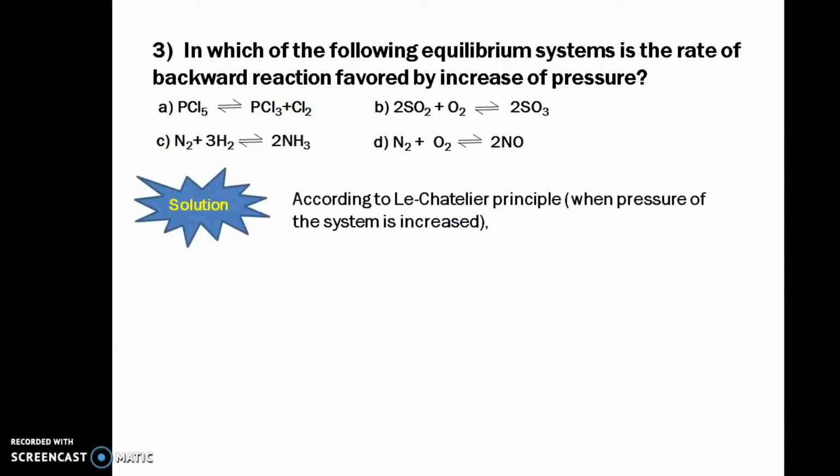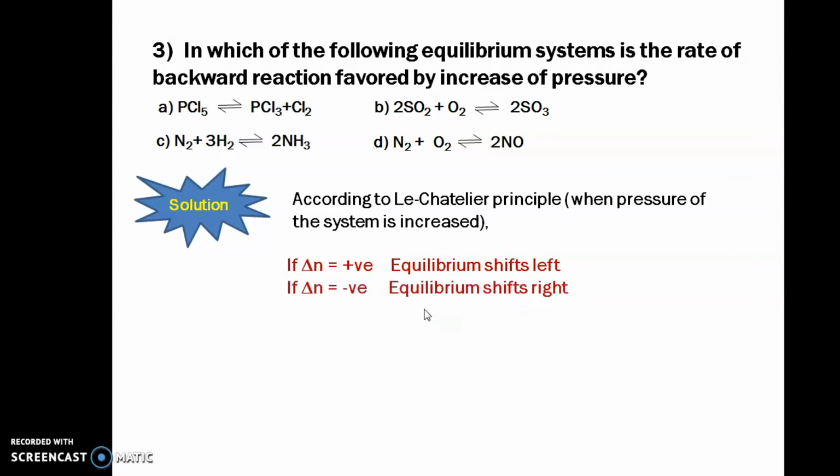Now, this is based on Le Chatelier's principle. When pressure of the system is increased, then delta N value has to be calculated here. If delta N value is found to be positive, then equilibrium shifts to left. If delta N value is found to be negative, then equilibrium shifts to right. And if delta N value is equal to 0, no change takes place. So, based on this, let us calculate the delta N values for the above four reactions.